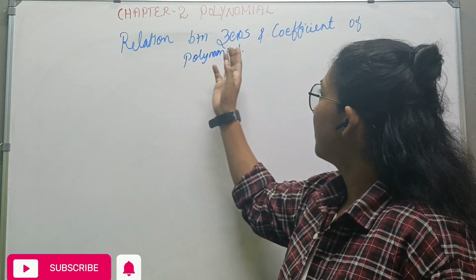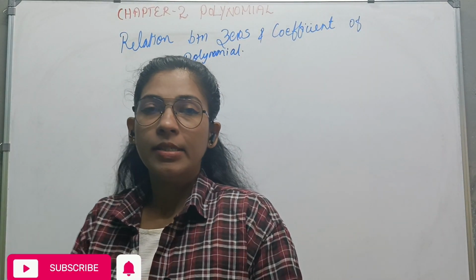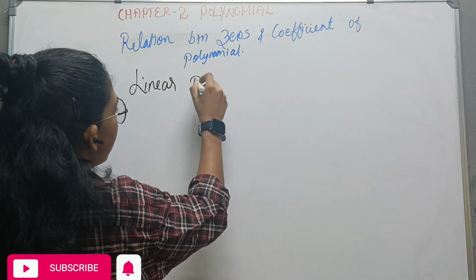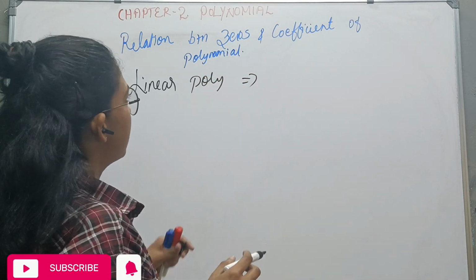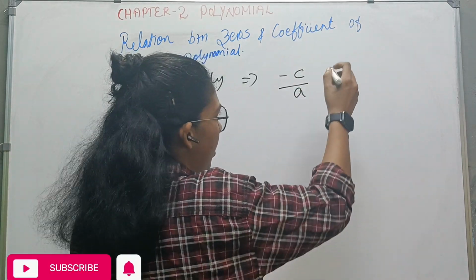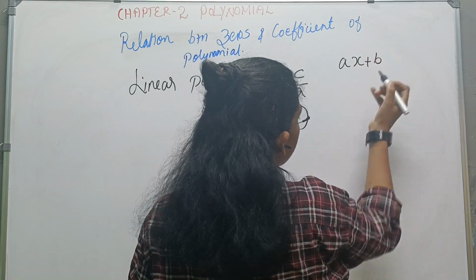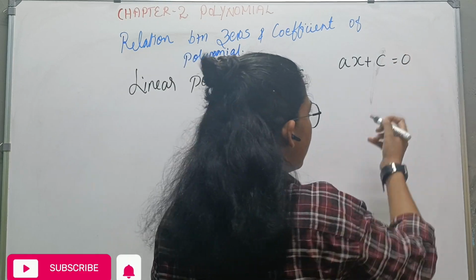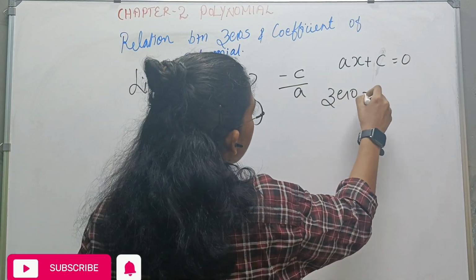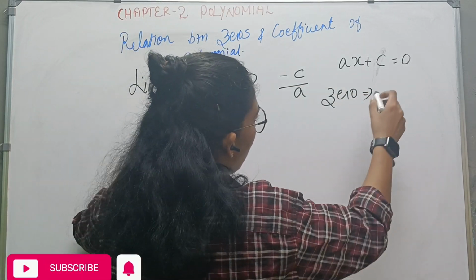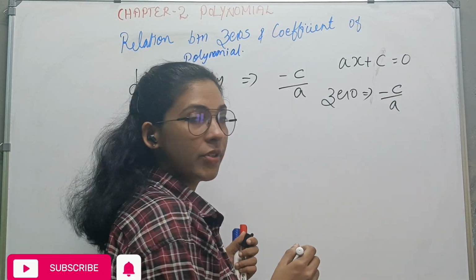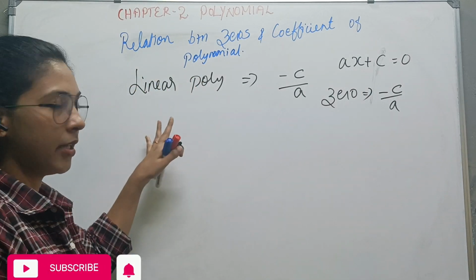Next topic is the relation between zeros and coefficients of a polynomial. See, for a linear polynomial, the relation between the zero and the coefficients of the polynomial is minus c by a. The general form of a linear equation is ax plus c is equal to 0. Then the zero of a linear polynomial is minus c by a. c is the constant term and a is the coefficient of x. This is for a linear polynomial.